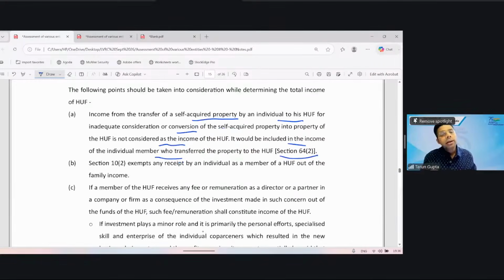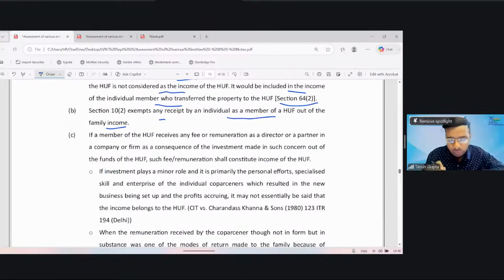Okay. Then the share of profit from the HUF to the member is exempt in the hands of the member, similar to partnership. Section 10(2) says, exempt any sum received by an individual as a member of the HUF out of the family income. Okay. Now this is important. What it says is that if a member of the HUF receives any fee or remuneration as a director or partner in a company or firm as a consequence of investment made in such concern out of funds of the HUF, such fee or remuneration shall constitute income of the HUF.